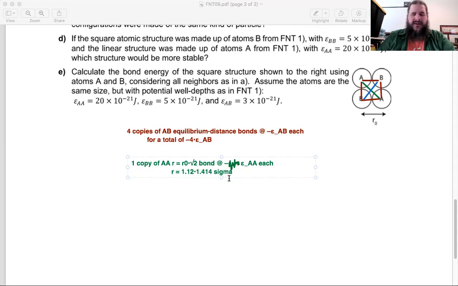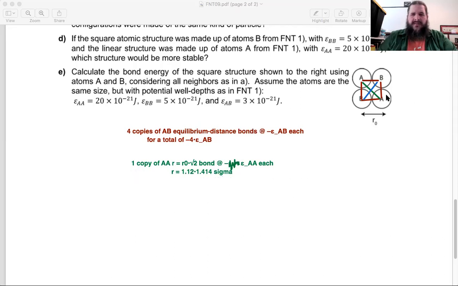Either plug that value into the equation for energy at a distance or look it up on the graph. Either way, it should get you a pretty good approximation. I mean, the equation gets you the exact value. The graph will get you a pretty close estimate, depending on how accurate the graph is. And that'll give you some fraction of epsilon.